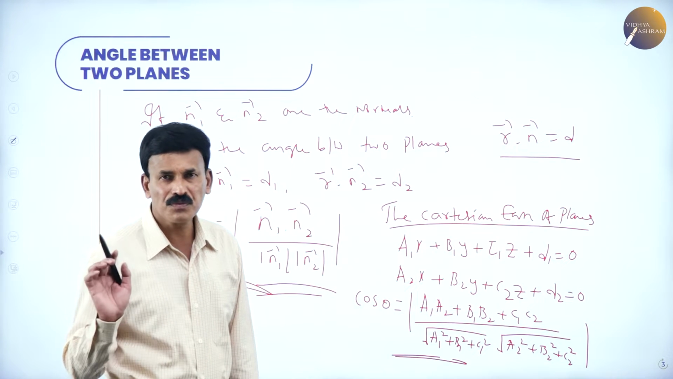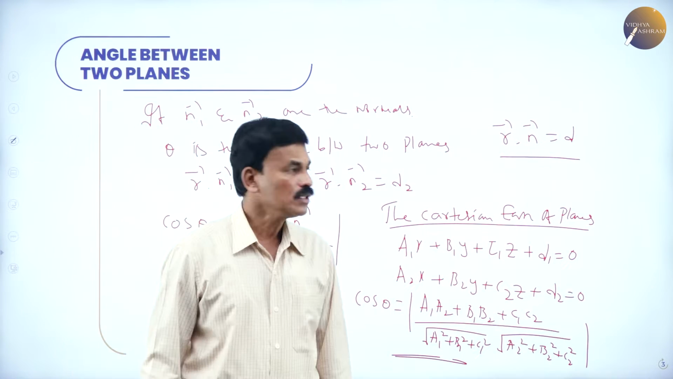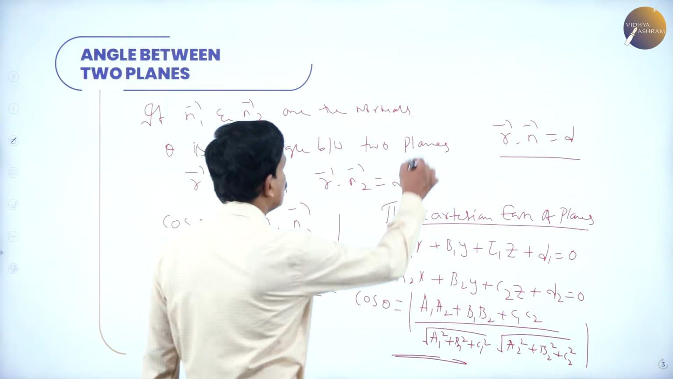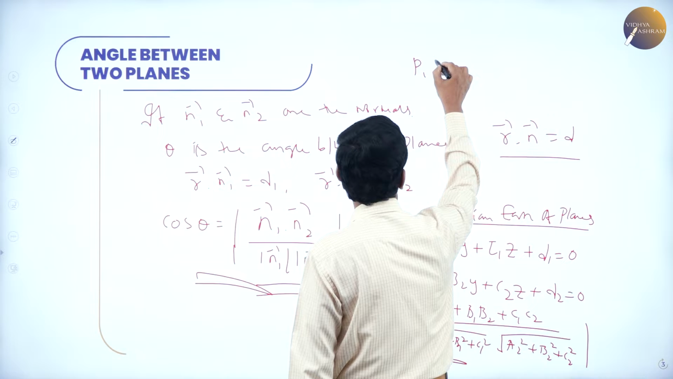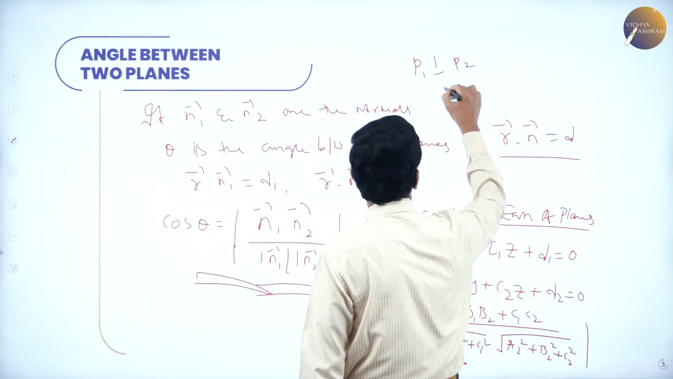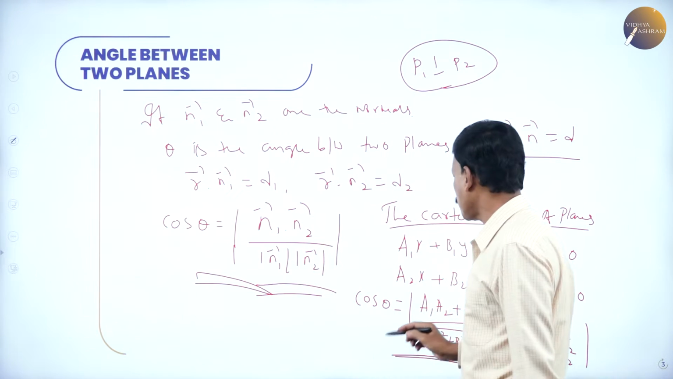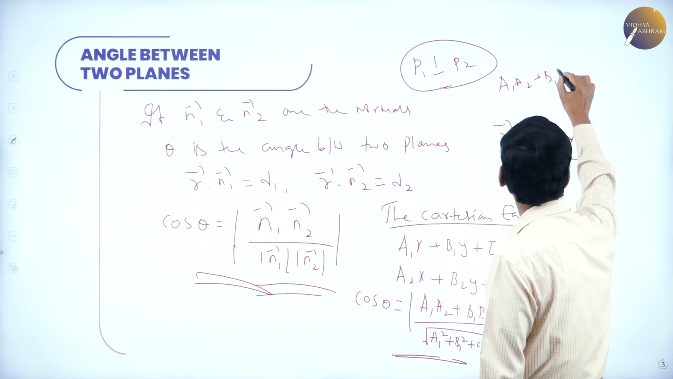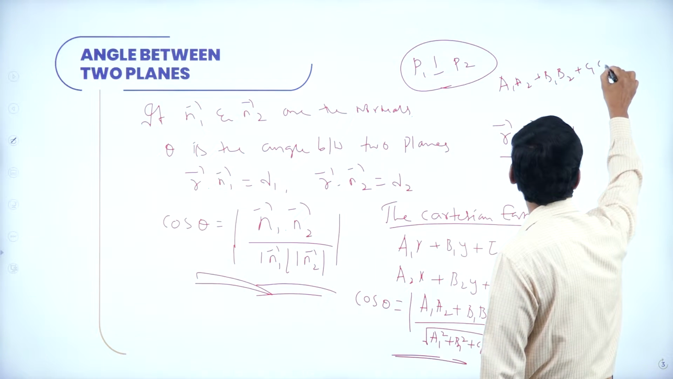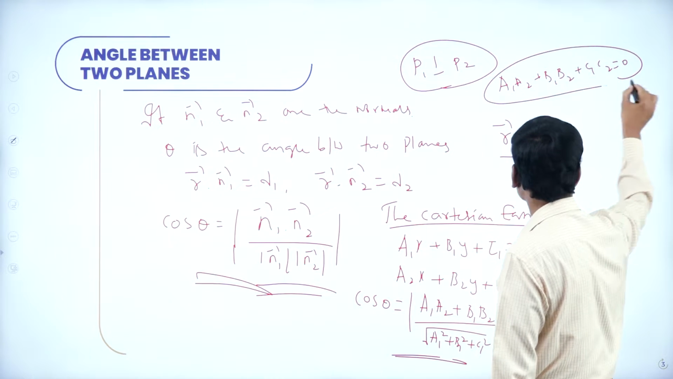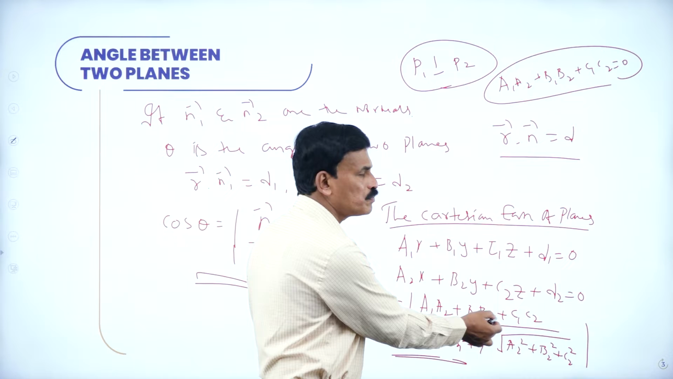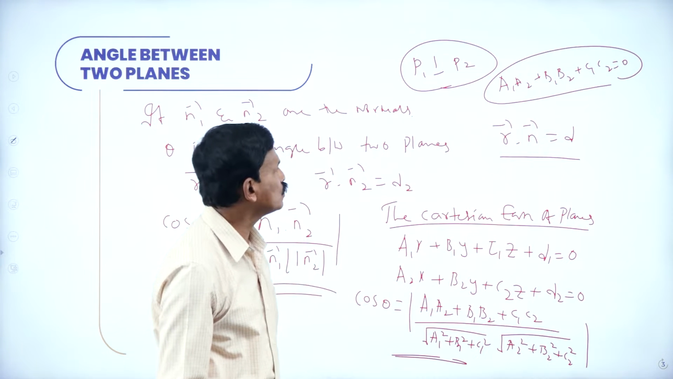Okay, hope you followed this very important concept. Now suppose the two planes are perpendicular, P1 is perpendicular to P2. If the two planes are perpendicular, then this value a1 a2 plus b1 b2 plus c1 c2 is always equal to 0.